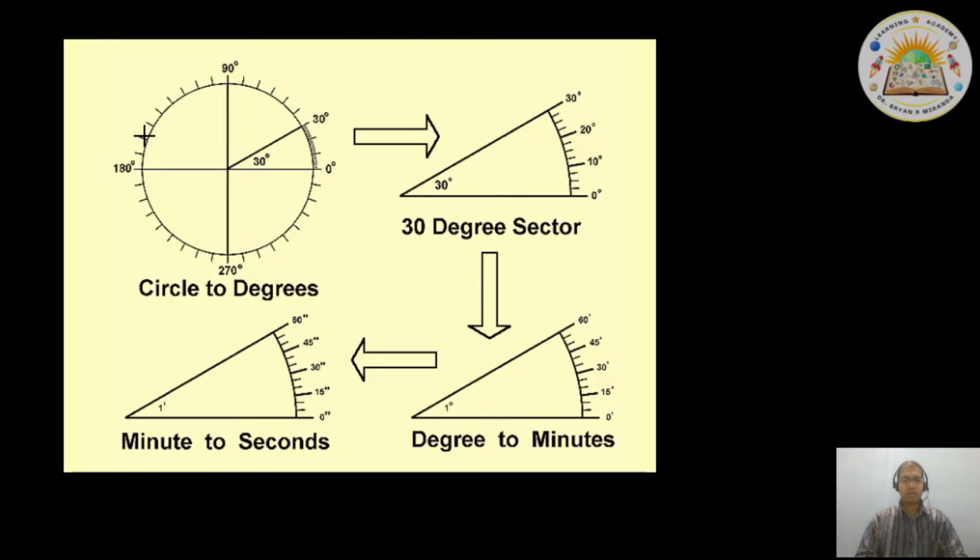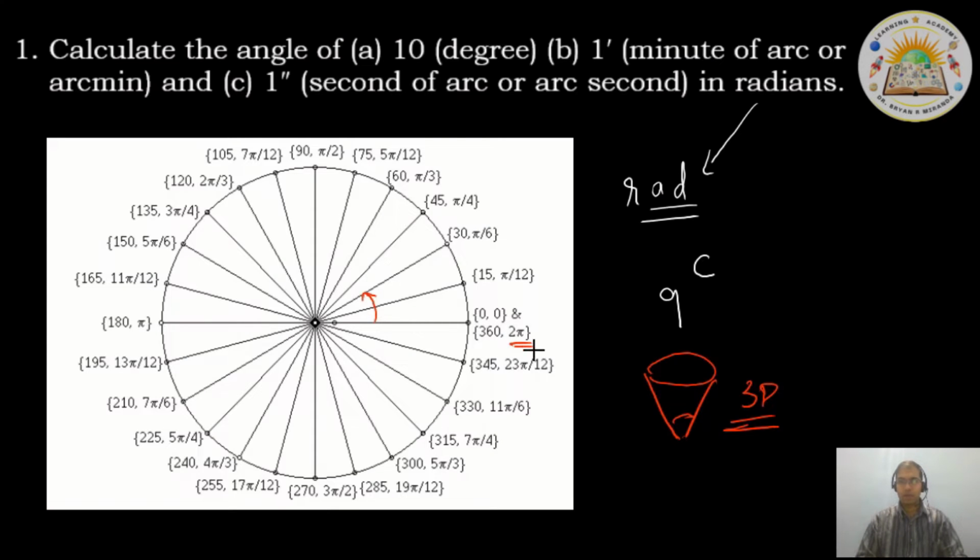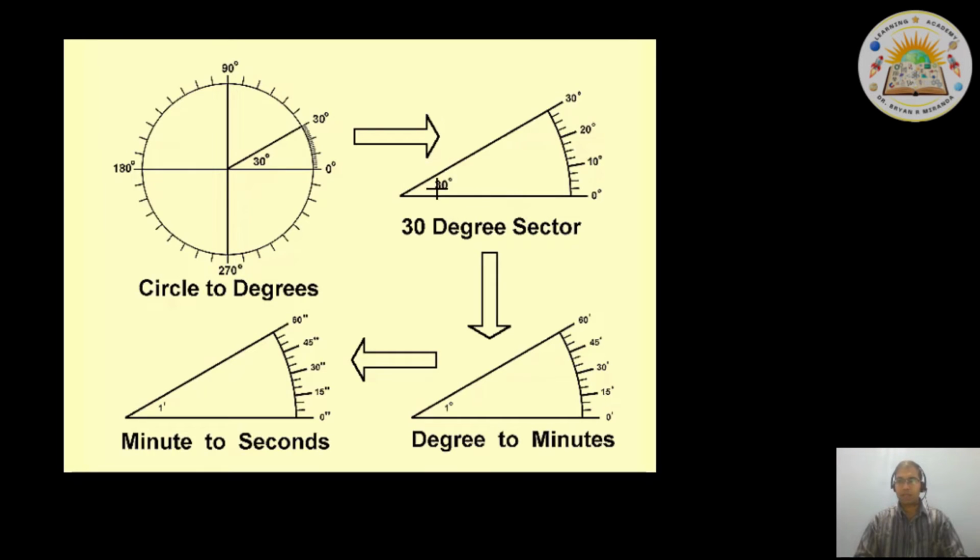If you look at this diagram, this is a circle. Our protractor measures 180 degrees. Reverse it, it would measure 360 degrees. That is what we see here as 2 pi radian, because 180 degree is given as pi radian. Now, if you look at this 30 degree angle, it goes from 0 to 30 degrees. If I take 1 degree, it is made out of 60 minutes.